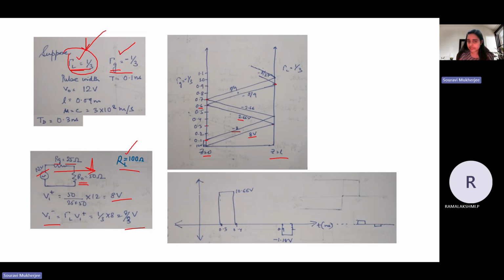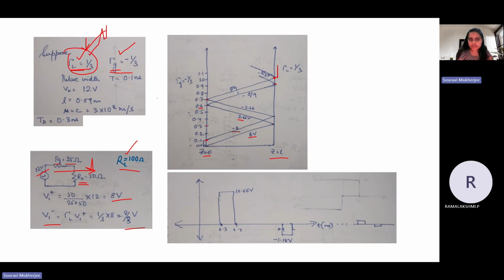And then again here there'll be a reflection which is given as minus 1/3. So minus 2.66 into minus 1/3 will be 8/9. That will be propagated towards this point. It will reach here at 1 second. Okay. Then again here you would have another reflection. So again multiply by 1/3. Okay. So that's how you can keep on doing this.